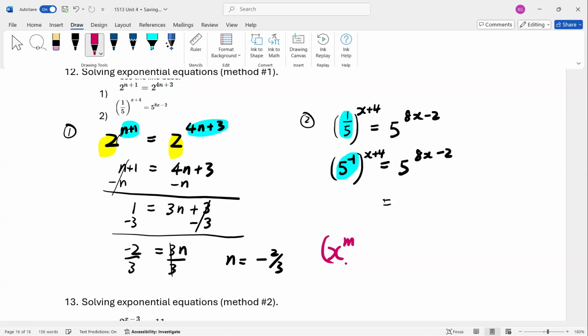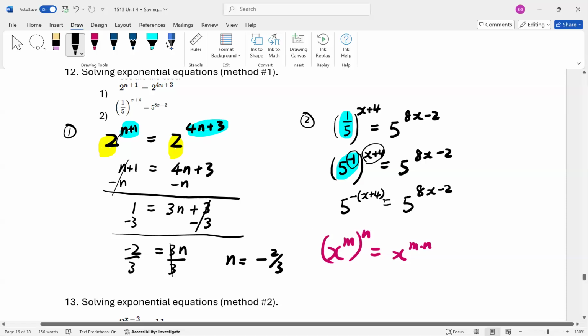x to the power m and then to the power n. We keep x and then multiply the two exponents, m times n. If you are familiar with that, the left side can be written as 5, keep the base 5, and then multiply the two exponents. Multiply -1 and x plus 4. So we have -1 times x plus 4, which is just negative parentheses x plus 4. So that's the left side. Right side we keep the same the entire time, 8x minus 2. All right, now the left side and right side, they have the same base. See if I can move the formula.